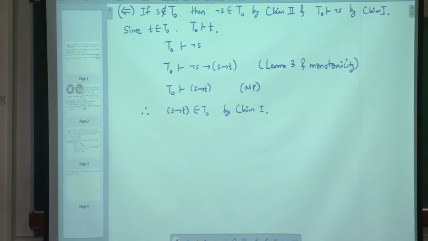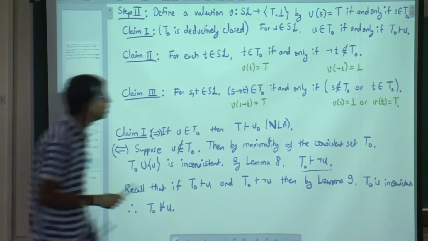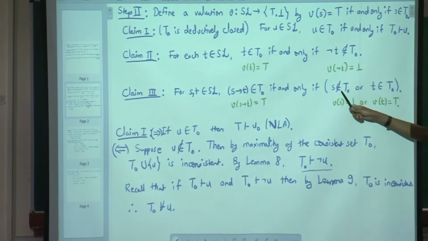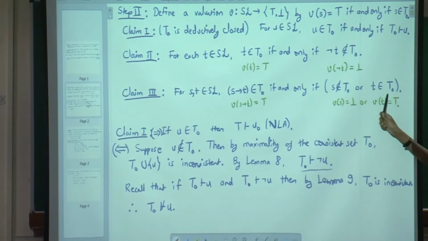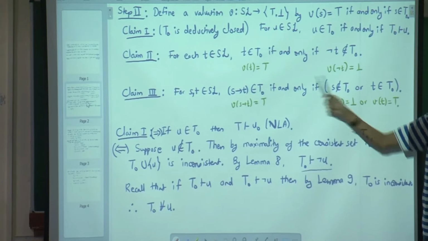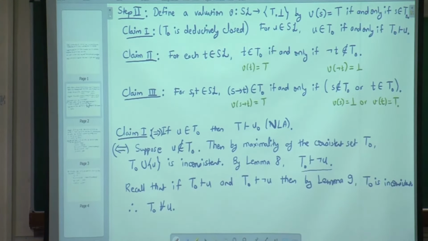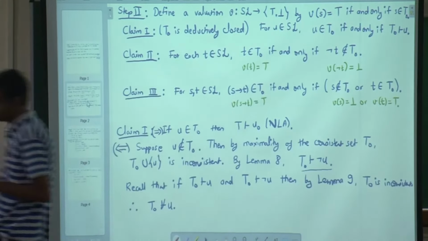I think I'm missing something. Yes, okay. So let me erase this second line. Second line is not relevant. We have to show, observe here that we have to show either this or this. Under any of these assumptions, we have to conclude that S implies T is in T naught. So right now we are just assuming this and proving that S implies T is in T naught.